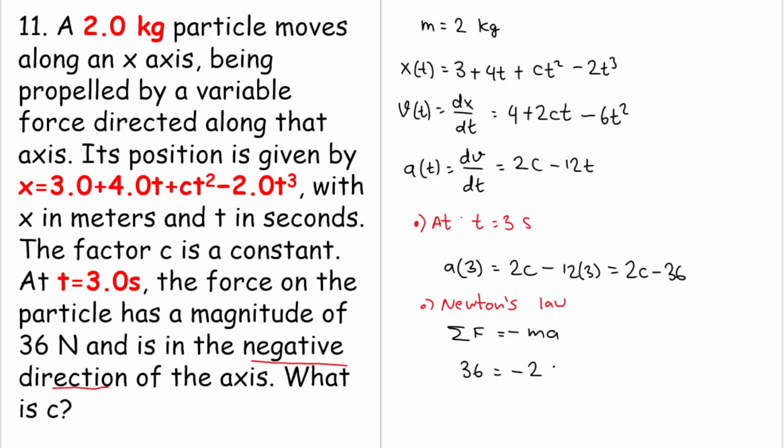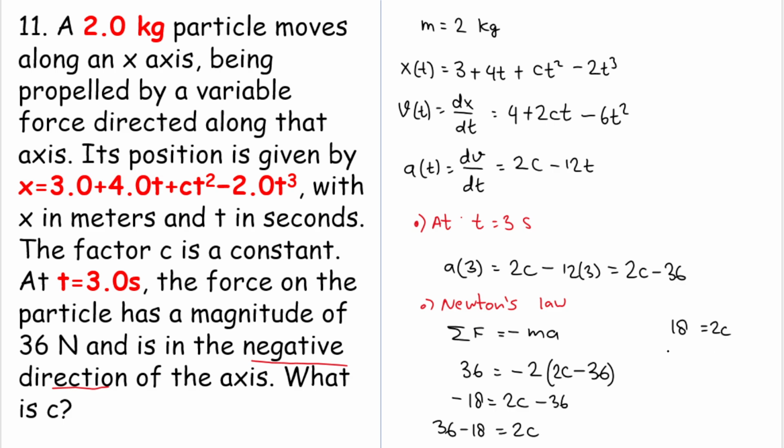So I'll have minus 2 times (2c minus 36). Good. And we can divide this, so I will have minus 18 here, and that will be 2c minus 36, or 36 minus 18, right? So I'll have 36 minus 18, that will equal 2c. 36 minus 18 is just 18, and that will equal 2c.